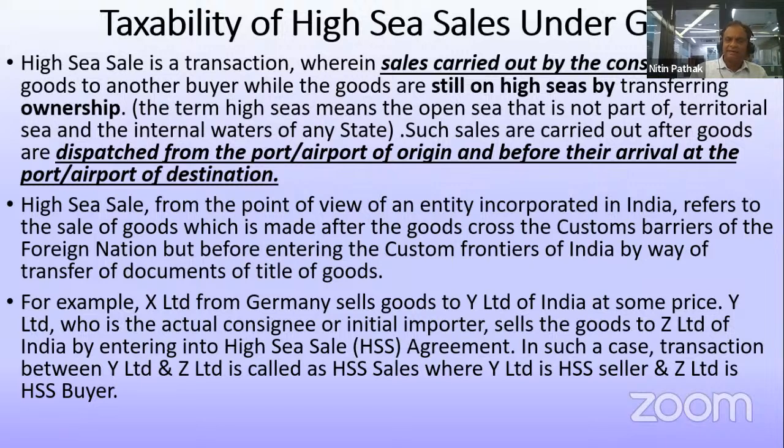For example, X Limited in Germany sells the goods to Y of India at some price. Y Limited, who is the actual consignee or initial importer, sells the goods to Z of India by entering into a high seas sales agreement. In such a case, the transaction between Y and Z is called HSS, where Y is the HSS seller and Z is the HSS buyer. When you enter the Indian territory, you receive a bill of lading as a document. At that time, all the intermediate transaction agreements you have to submit to the customs department. So there won't be any sale. There won't be any tax.